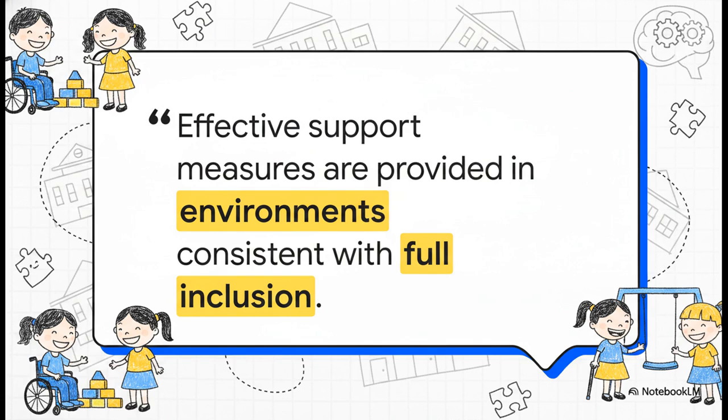The ultimate goal is crystal clear in Article 24. Effective individualized support measures are provided in environments that maximize academic and social development consistent with the goal of full inclusion. The really key phrase there is in environments. The support must come to the child inside the general classroom. It completely removes the concept of systemic segregation. The neighborhood school has to be equipped to support the child, full stop.